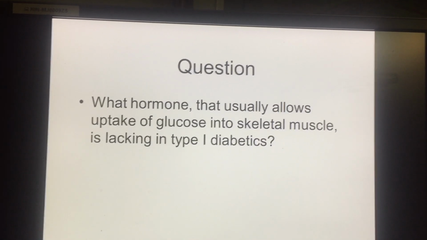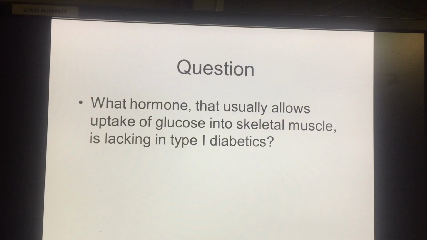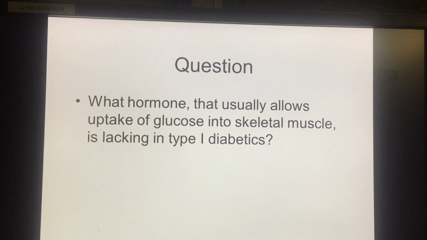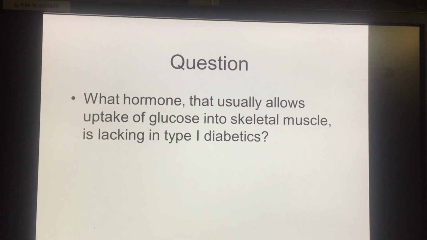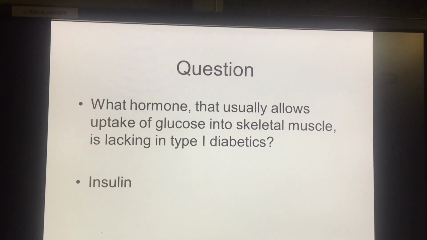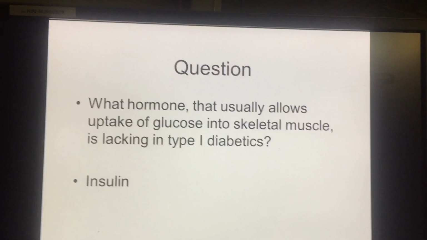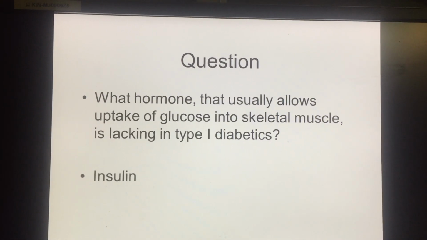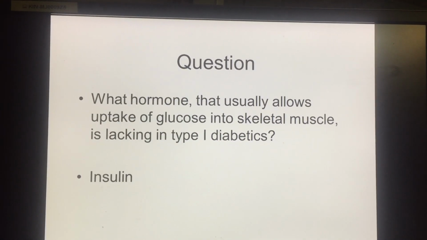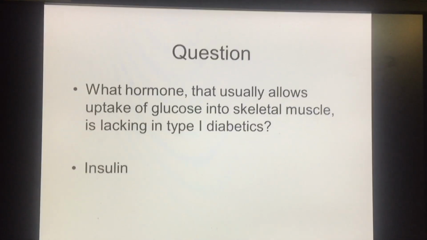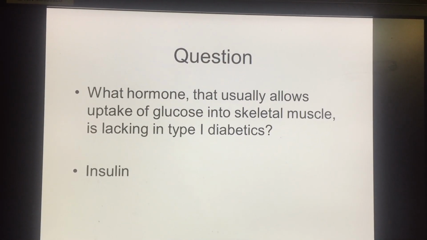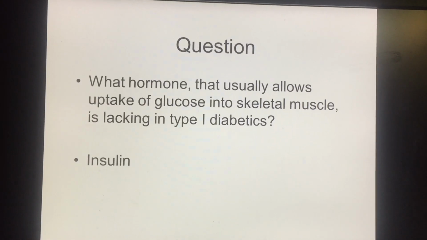So what hormone that usually allows uptake of glucose into skeletal muscle is lacking in type 1 diabetics? The answer here is insulin. So insulin is a hormone that's produced from your pancreas. So with type 1 diabetics, they have a defect in their pancreas and they can't release insulin. So they have to take insulin injections.